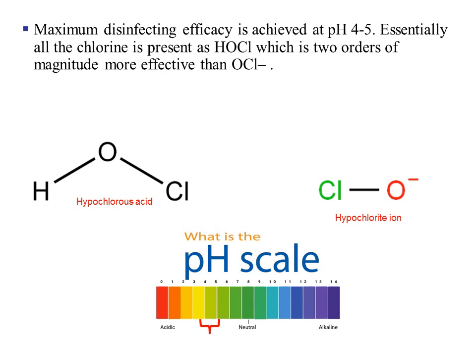The pH where bleach is most effective is around 4 to 5. So essentially all the chlorine is present in the hypochlorous acid formation. This is actually 2 orders of magnitude stronger, or more effective in killing, than hypochlorite ions.